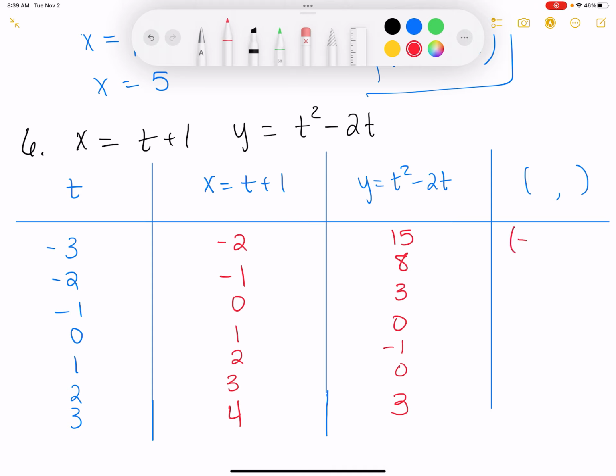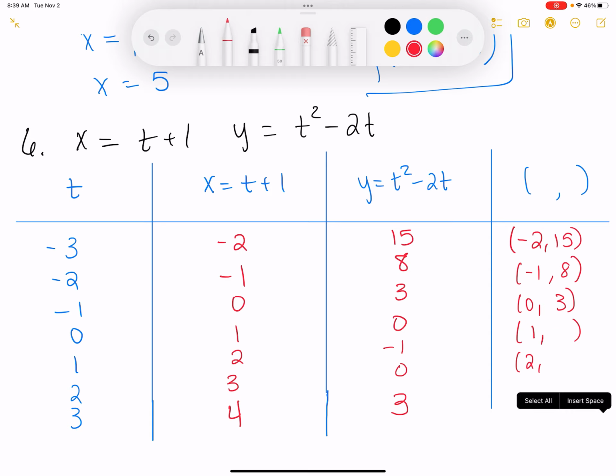The x, y ordered pair. Negative 2, 15. Negative 1, 8. 0, 3. 1, negative 1. 2, hold on, 0. Yep, I can't read apparently.